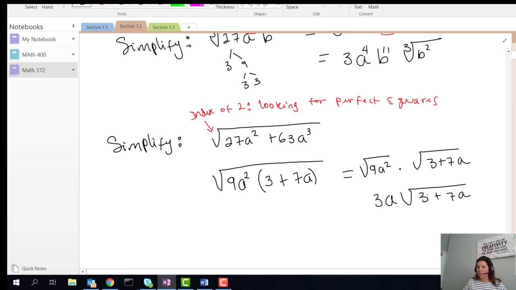There's nothing that tells me that I can split up a radical over addition or subtraction, so let's not do that. So this will be our final answer. In here, let me just say I'm assuming that a is positive, greater than 0. And then I don't have to worry about the absolute value. If you're not given that a variable is positive, then you have to say the square root of a squared will be the absolute value of a.